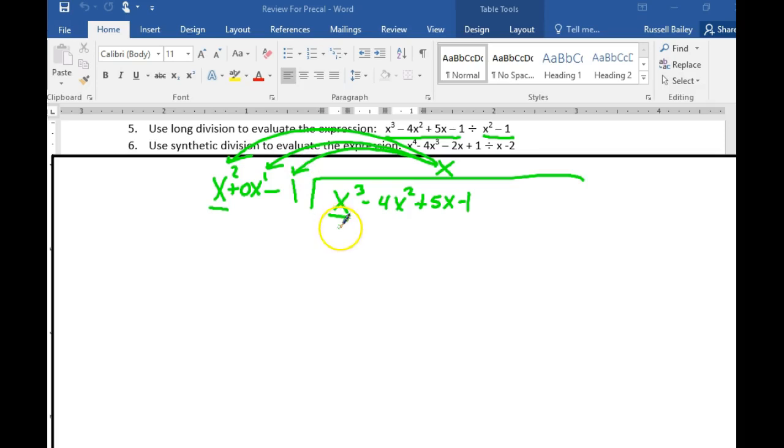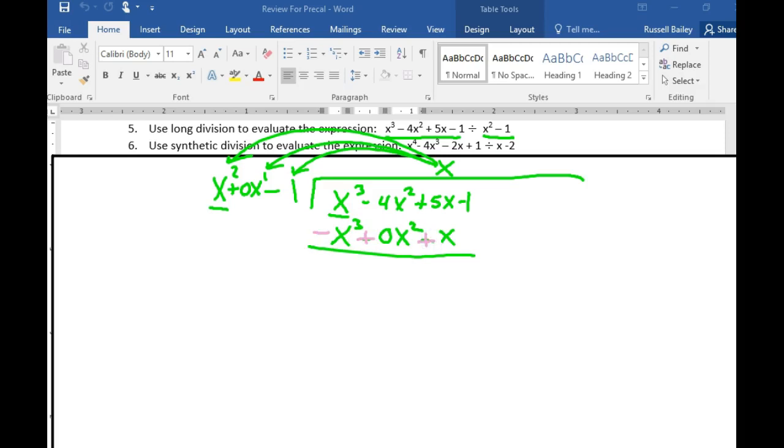And you put the result underneath. So x times x squared is x cubed. X times 0x is going to be 0x squared. And x times negative 1 is negative x. The next thing you do after that is you subtract everything. And what that means is change all their signs.